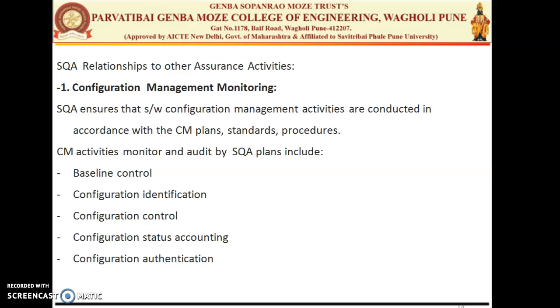Then we have different SQA relationships to the other assurance activities. So SQA has a relationship with different other assurance activities. Before that, we have just a small point on SQA quality assurance activities. So we'll just see what different types of SQA activities are carried out.